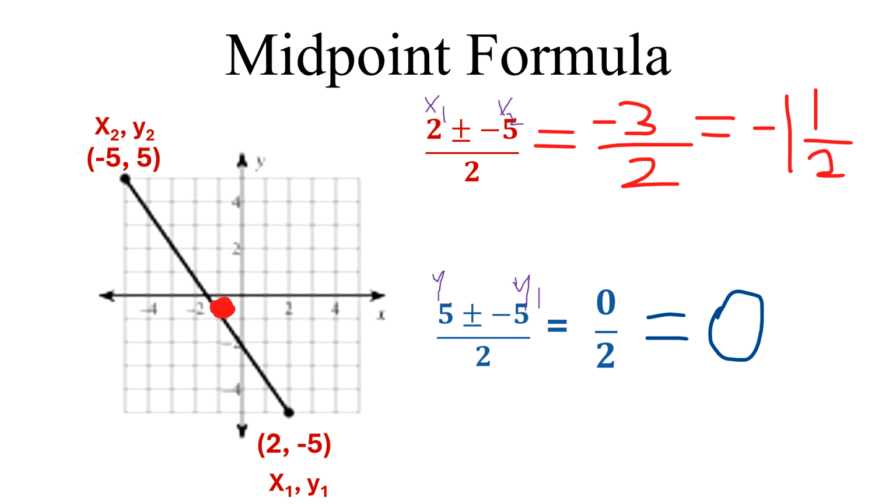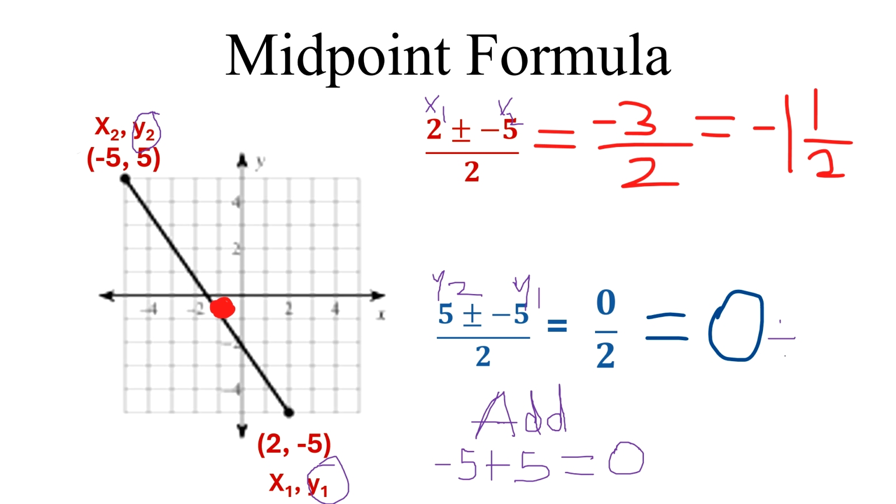You're adding, so it doesn't matter. Just add them. The order doesn't matter whether you put y1 or y2. By the rule, you put these first, but I reversed them because either way you're going to get 0. Even if you went -5 plus 5, or subtracted 5 from 5, you still get 0. So it doesn't matter which way they go. 0 divided by 2 is going to give you 0.